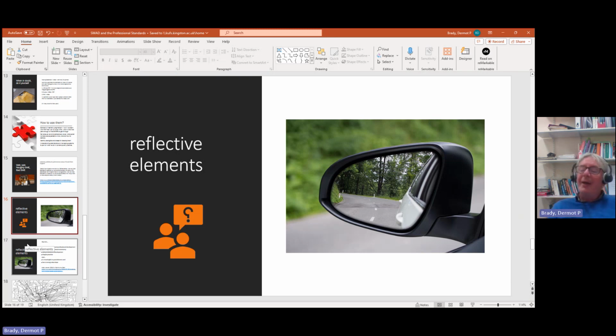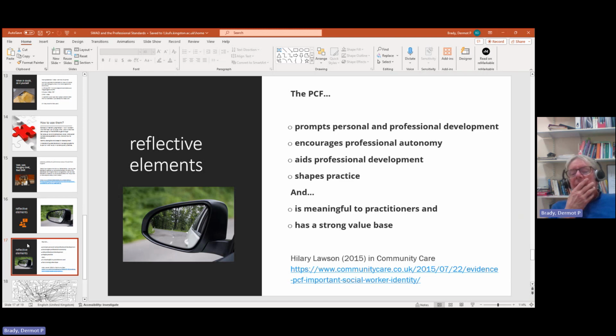So I'll just add one little thing in here. This was Hilary Lawson, back in 2015. It's quite a while ago now, but I still think it's relevant and pertinent. And Dr. Lawson was suggesting that the PCF, this is a survey of staff, okay? This is direct work with staff and practice educators, people of that nature, that it prompts personal and professional development. It encourages professional autonomy. I particularly like that one. So, we need that in the profession. Aids professional development. I mean, that may seem fairly obvious, but also shapes practice.